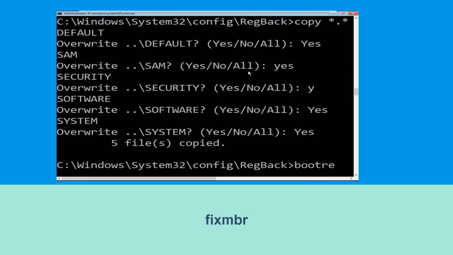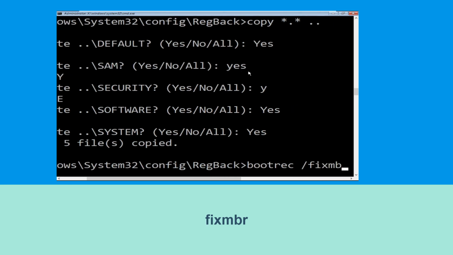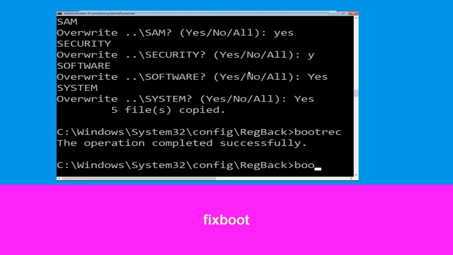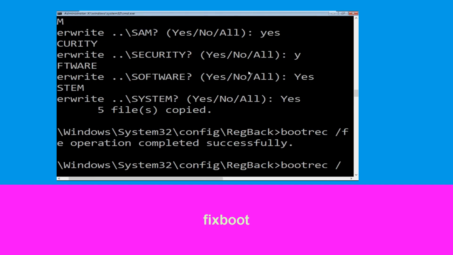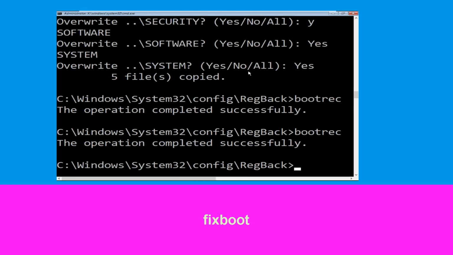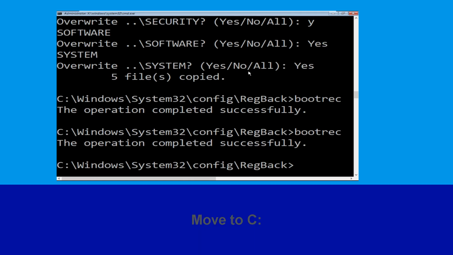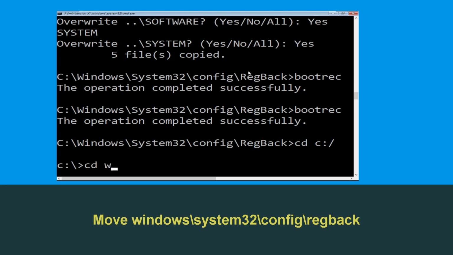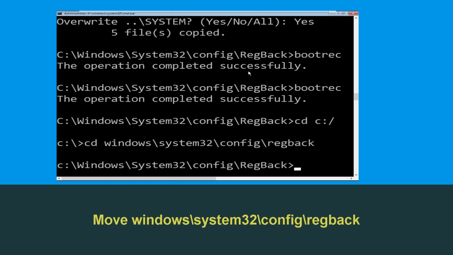Now type bootrec space /fixmbr and hit enter to execute the command. Now execute this command. Type in bootrec /fixboot and hit enter. Now type in cd space c:/ and simply hit enter to execute the command. Now type this command cd space Windows/system32/config/regback and simply hit enter to execute the command.